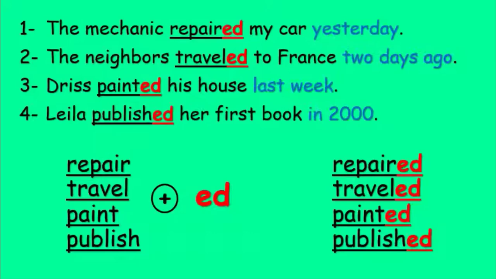So, as you can notice, we make the past of regular verbs by adding ed at the end of the verb. So we have repair as the infinitive. We add ed to make the past, so we get repaired. Travel plus ed, we get traveled. Paint plus ed, we get painted. Publish plus ed, we get published. This is the general rule. But there are some special cases, and that's what we are going to look at now.